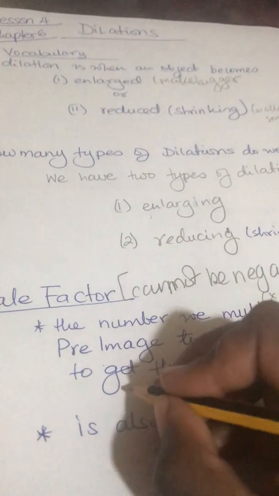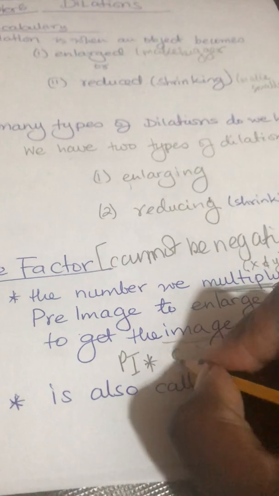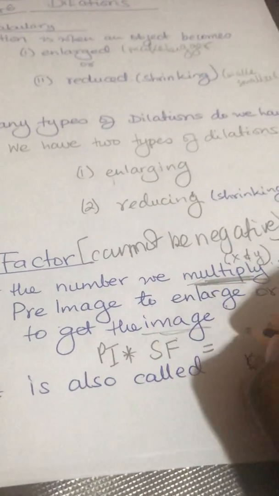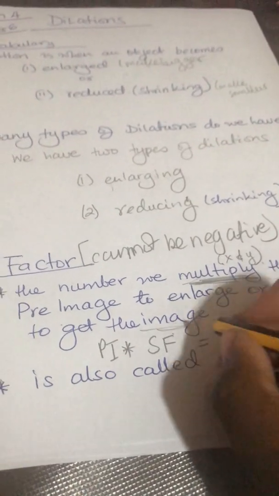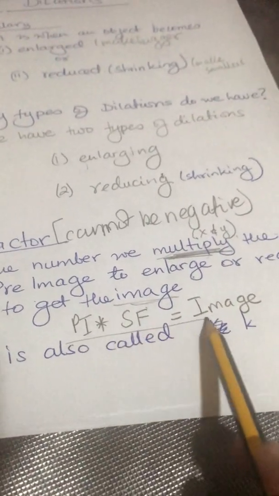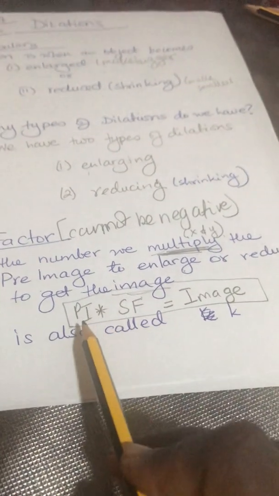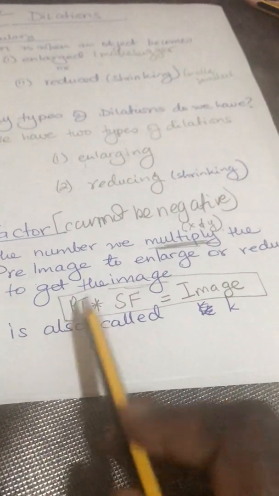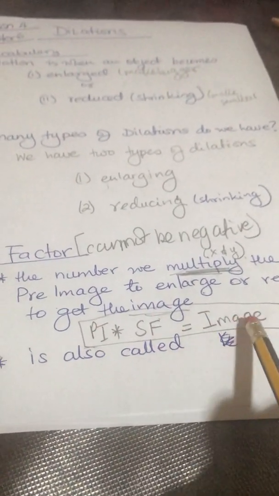In fact, let me write it. Pre-image times scale factor equals image. You need to know this, okay? If you forget this formula, so pre-image, do I need to spell it out? Pre-image times scale factor equals image.